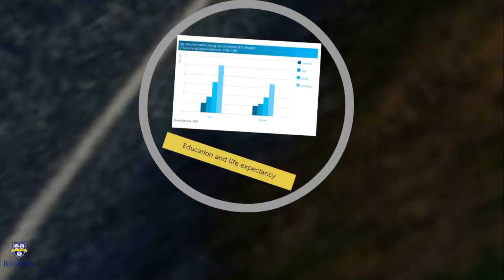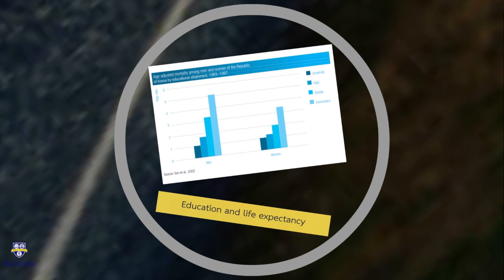It isn't only employment status that makes a difference. A group in South Korea found a similar impact on all-cause mortality rate when separating citizens in their country by educational attainment.